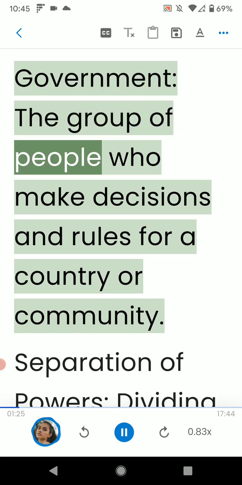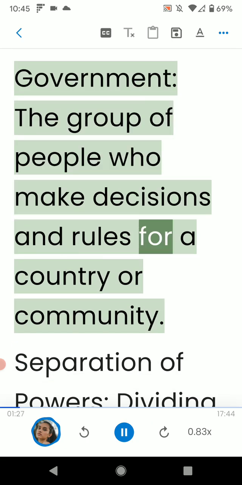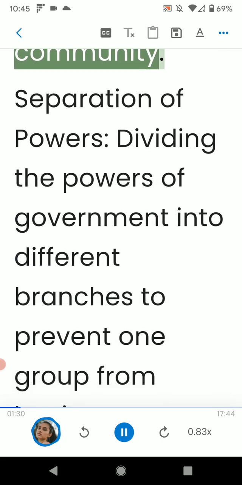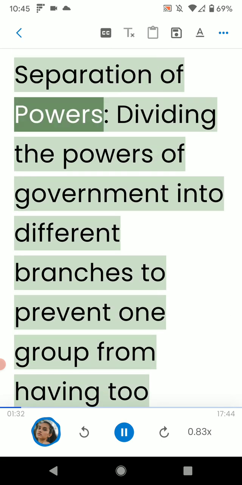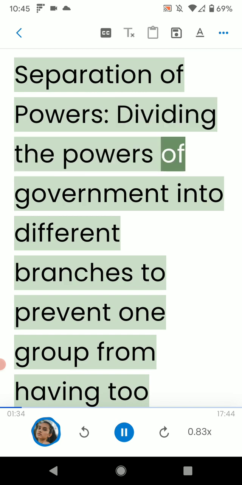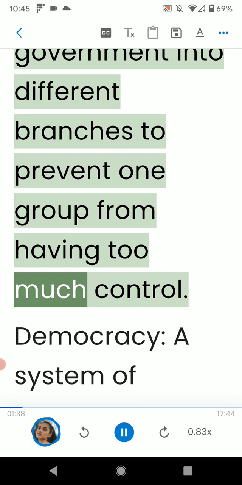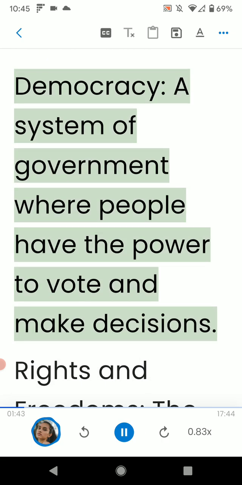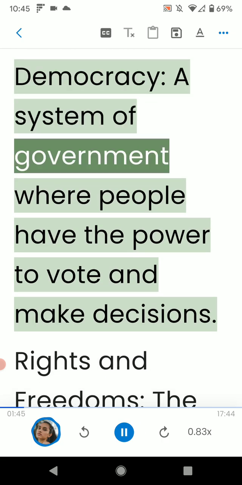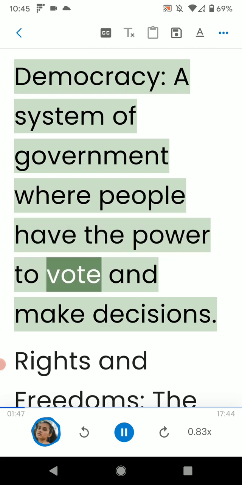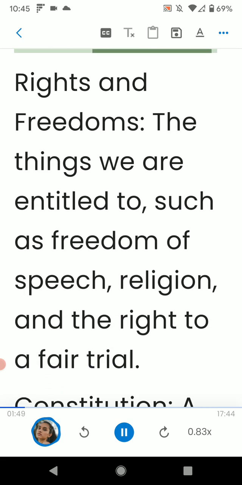Government, the group of people who make decisions and rules for a country or community. Separation of powers, dividing the powers of government into different branches to prevent one group from having too much control. Democracy, a system of government where people have the power to vote and make decisions.